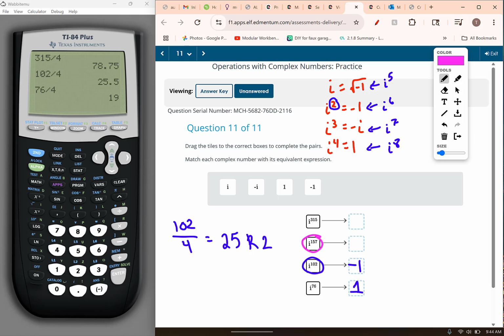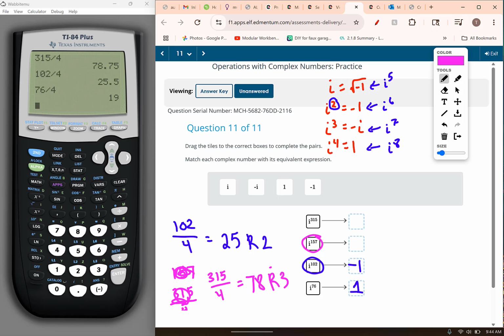Same thing, i to the 157th power. Let's do 315 because we did that one. We've already put that in the calculator. 315 divided by 4. 315 divided by 4 is 78.75, or in other words, 78 and 3/4. So it's 78 remainder 3.